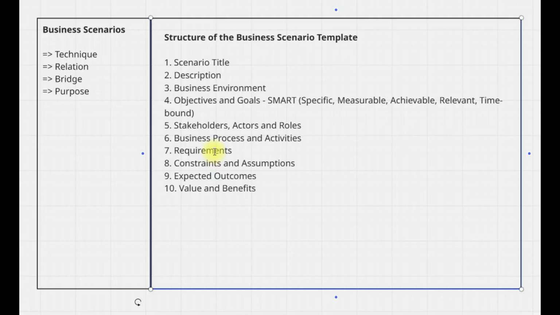Requirements can be functional as well as non-functional. Functional requirements are the requirements that the business needs: what the system is going to do and what processes it must do. So it is like the overall business, what we are going to do, the business processes and activities. What we have covered there is pretty much part of the functional requirements.